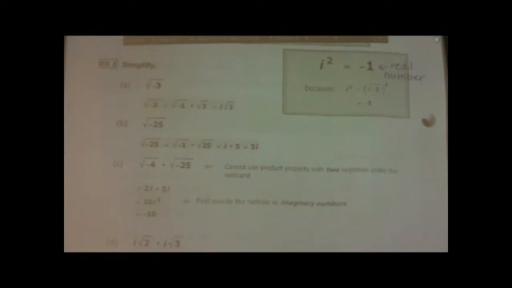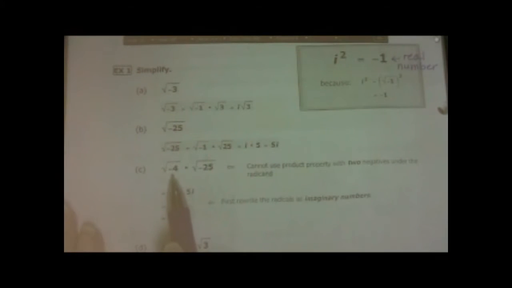All right, something interesting comes up in example C. In example C, I've got the square root of negative 4 times the square root of negative 25. If we applied the product rule to this, we would multiply negative 4 times negative 25 and get positive 100, and the square root of that would be 10. Here's the issue. You cannot use the product property with two negatives under the radicand. All right? So I can't use the product rule with two negatives. What I have to do is simplify them separately.